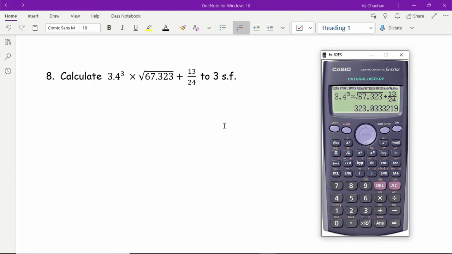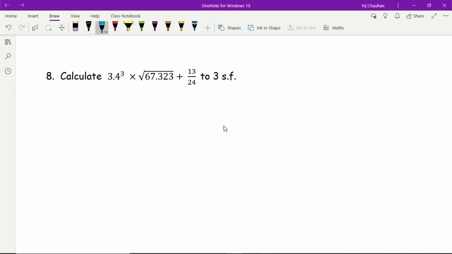And that 3 represents units. So I'm going to round this number to the nearest unit. From that, I can see the answer for this would be 323.